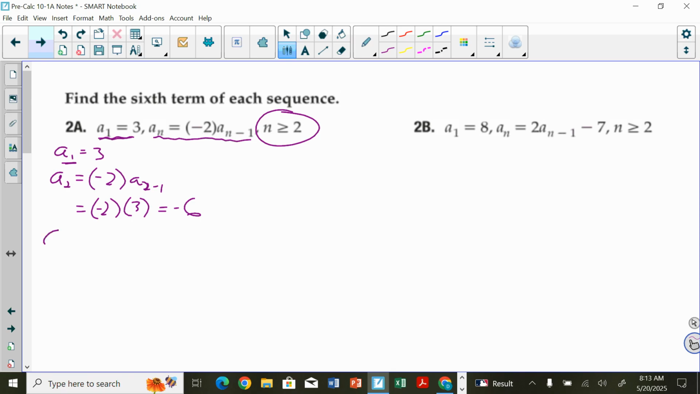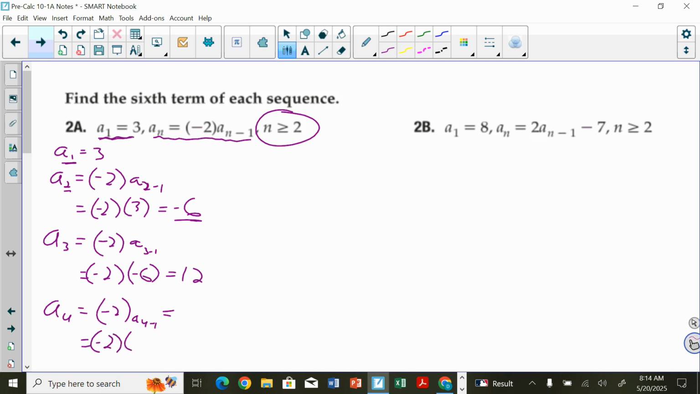Okay, so continuing on to the next term, a sub 3. So now, again, same formula, negative 2 times a sub 3 minus 1. So that's going to be negative 2 times negative 6, because 3 minus 1 is 2. A sub 2 is negative 6. So it's going to give us positive 12. All right, if we keep going here, a sub 4, negative 2, and then it'd be a sub 4 minus 1. So it'd be negative 2 basically times the term above it, gives us negative 24.